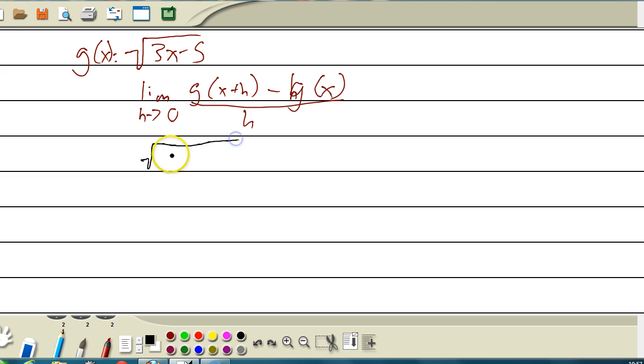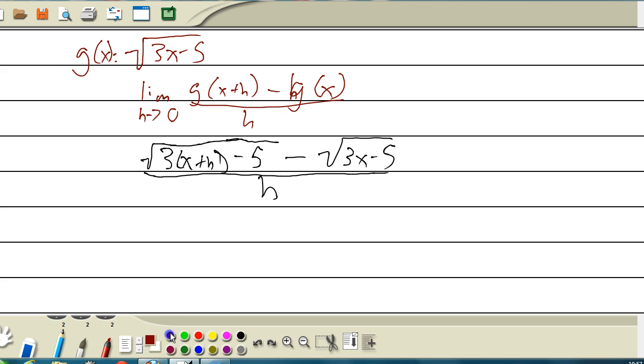So we have the square root of 3, instead of writing x, we're going to write x plus h, minus 5. Minus g of x. G of x is just this, so we write the same thing. Then divided by h. Alright, so we're going to go ahead and simplify this. So we get square root of 3 times x is 3x, 3 times h is 3h, minus 5. Minus square root of 3x minus 5, divided by h.